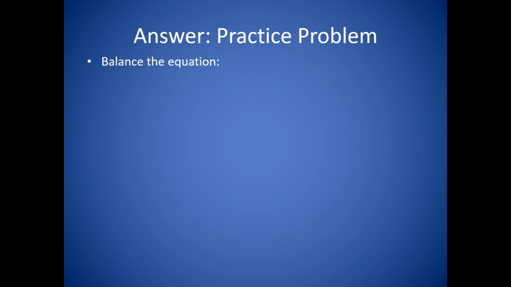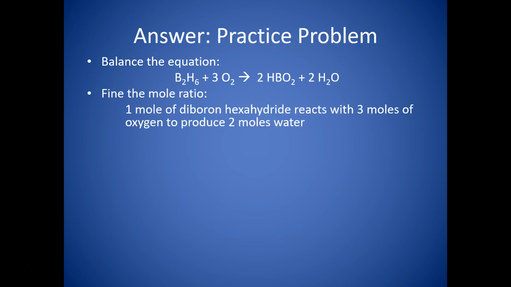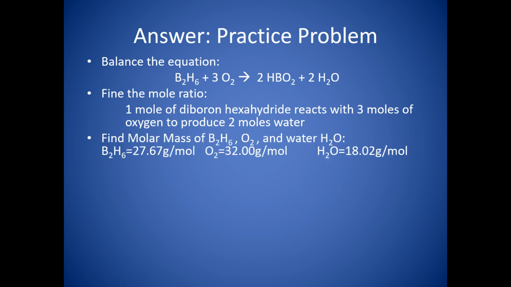All right. So your balanced chemical equation should have been B2H6 plus 3O2 produces 2HBO2 plus 2H2O. Which means for our mole ratio, we have 1 mole of diboron hexahydride reacts with 3 moles of oxygen to produce 2 moles of water. We're going to find the molar mass of each of those things. Once again, something we've done before. And then we're going to actually solve our 2 problems.